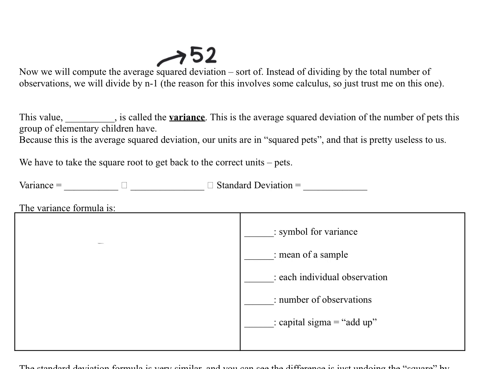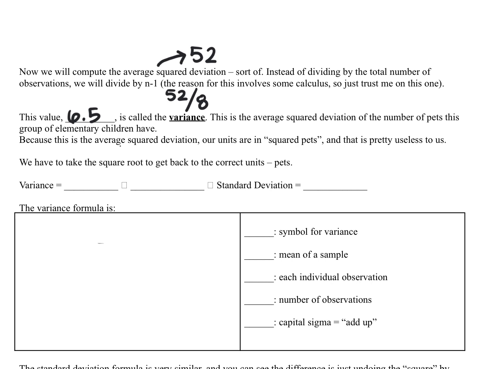So we're going to take 52. Because there were 9, I'm going to divide it by 8. The next value we get, 6.5, is called the variance, which is the average squared deviation of the number of pets for this group of elementary children. Variance is not really useful because not many times do we say, what's your average squared deviation? We don't really ask for that information. And because it is average squared deviation, the units are technically squared pets, and that's useless. Why would you have squared pets?